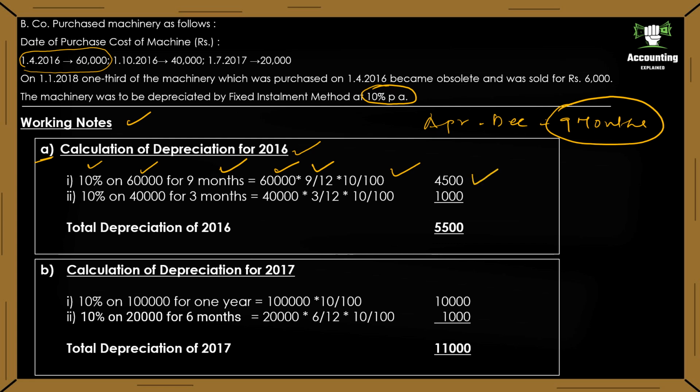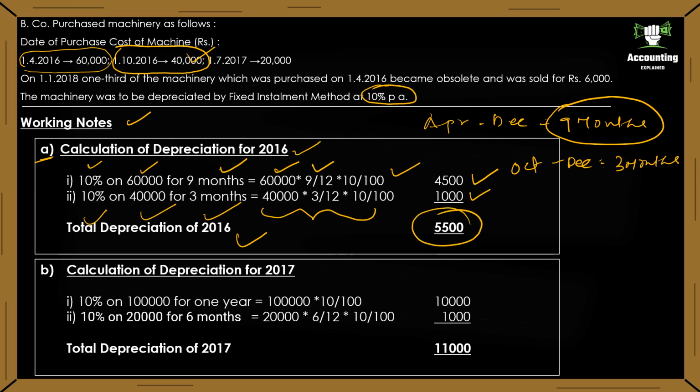Next, second machinery we bought in the same year on 1/10/2016 for rupees 40,000. So it is from October to December, 3 months depreciation we are going to calculate for the value of 40,000. So 10% on 40,000 for 3 months. 40,000 into 3/12 into 10/100 it is 1,000 rupees. So total depreciation for 2016 is 5,500. That is our working note A.